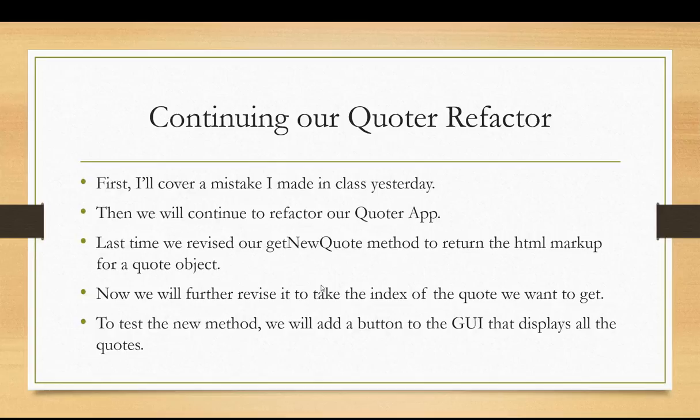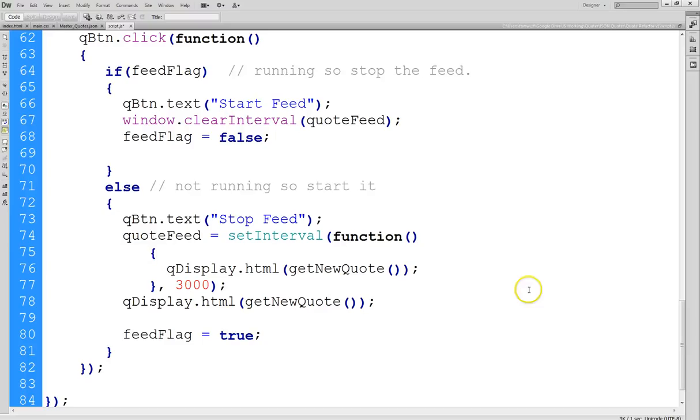And what we're going to do next is revise this quote method so that we can tell it which quote we want using the index from the set of 75. And then as a test, we'll go ahead and build a button that'll display all the quotes in the GUI. All right, let's go ahead and get started.